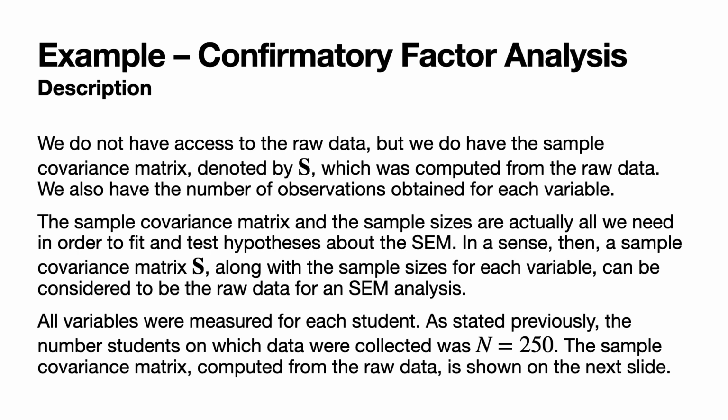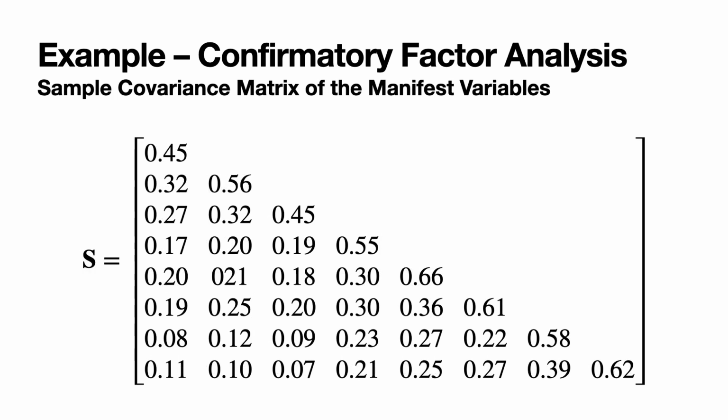Now, all variables were measured for each student. There were no missing values for the variables for any student. As stated previously, the number of students on which data were collected was 250. The sample covariance matrix, computed from the raw data, is shown on the next slide. So here we have the sample covariance matrix, bold S. It is an 8x8 covariance matrix, and because covariance matrices are symmetric, we only need to display the entries on the lower portion of the matrix.